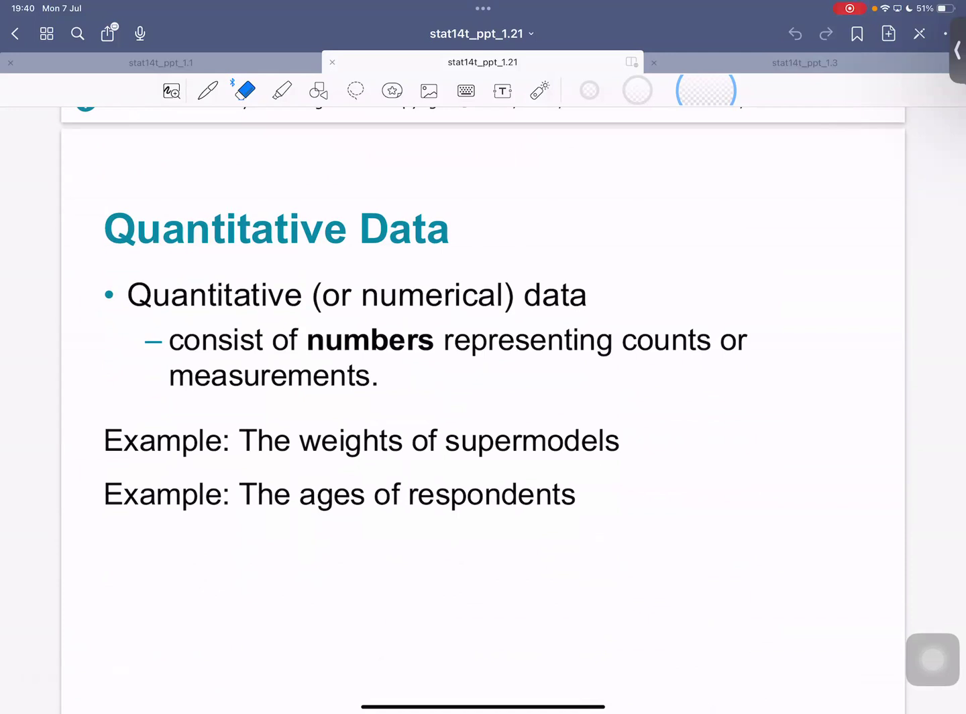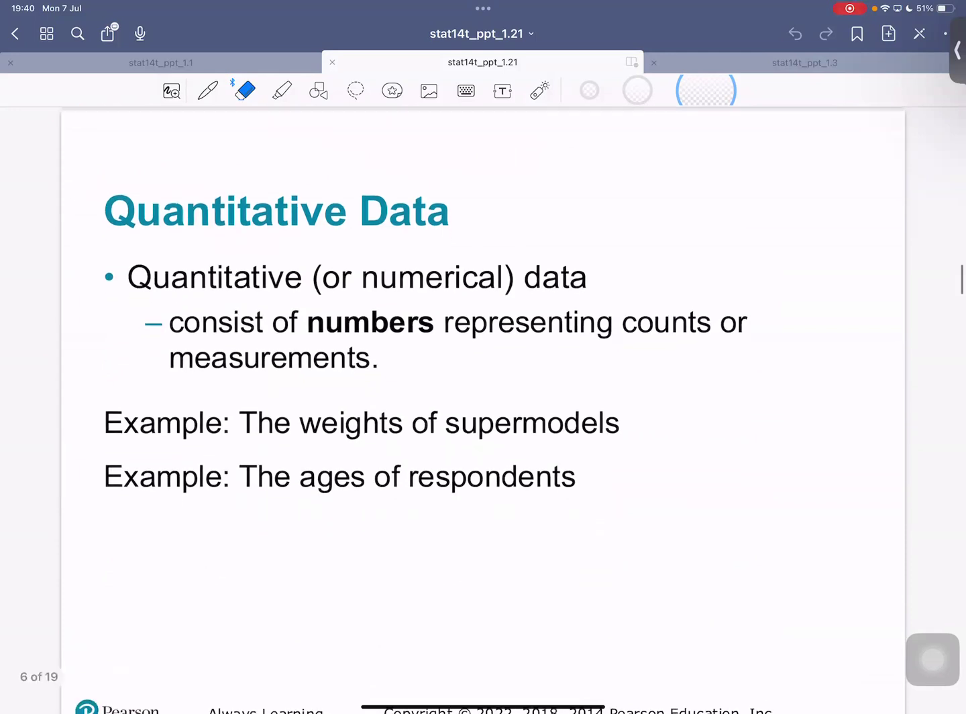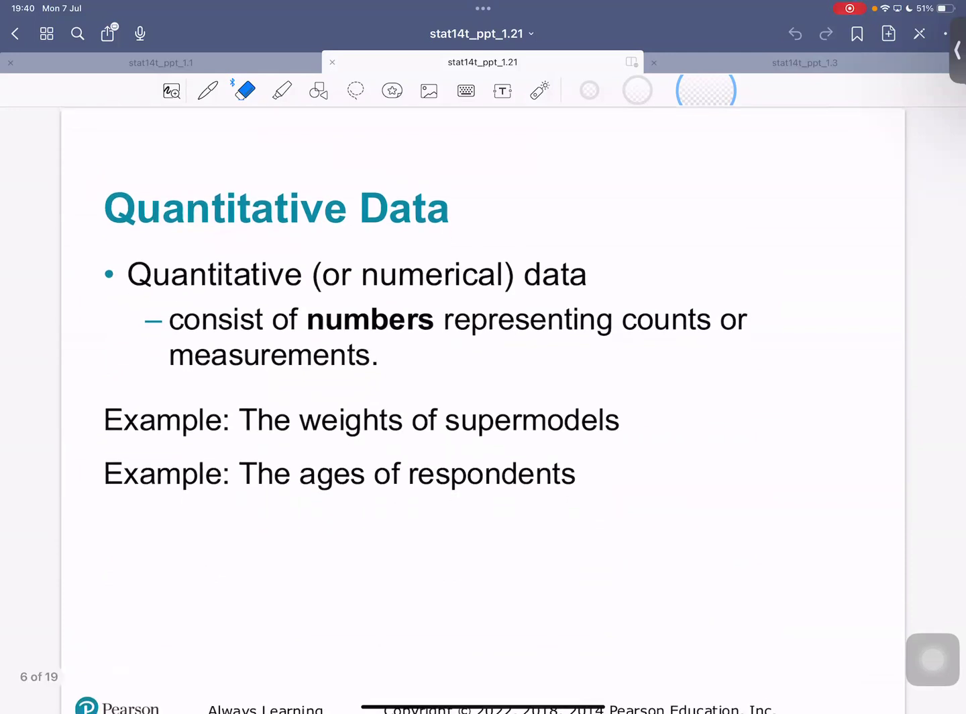Quantitative data. Quantitative or numerical data consists of numbers representing counts or measurements.